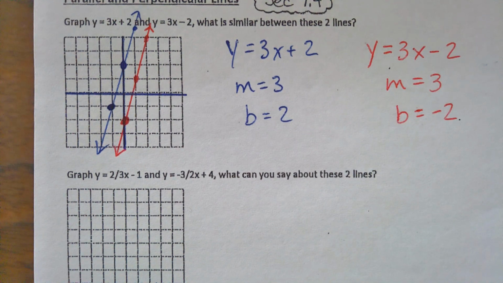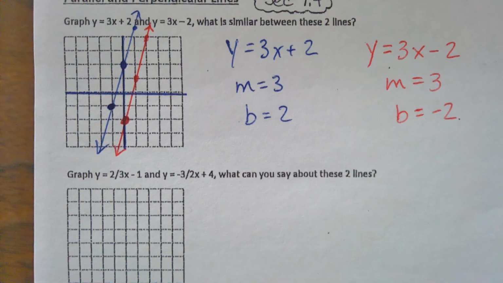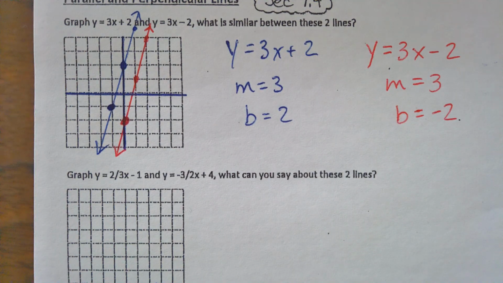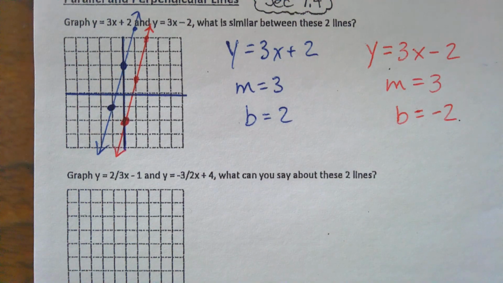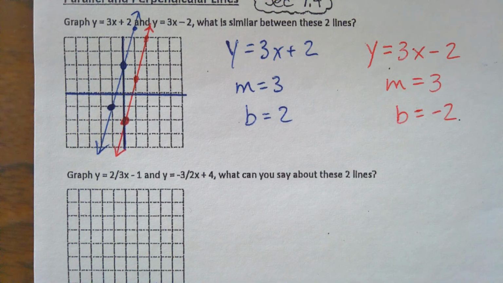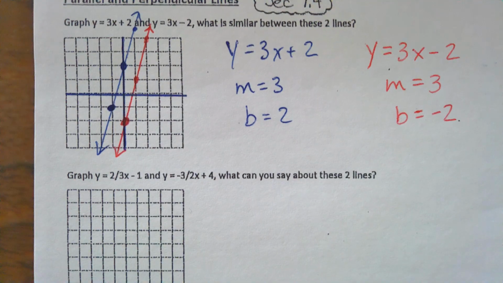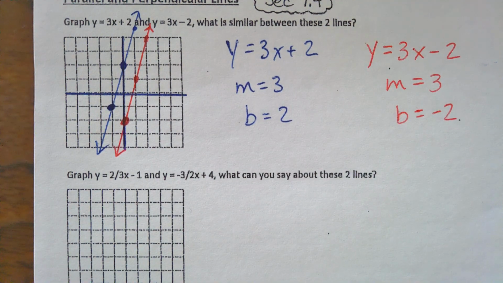What do you notice? Okay, what do you notice about these two lines? Ivan? Okay, good. Both positive slopes. More importantly, they're parallel. Okay, what mathematical number tells you that they are parallel?